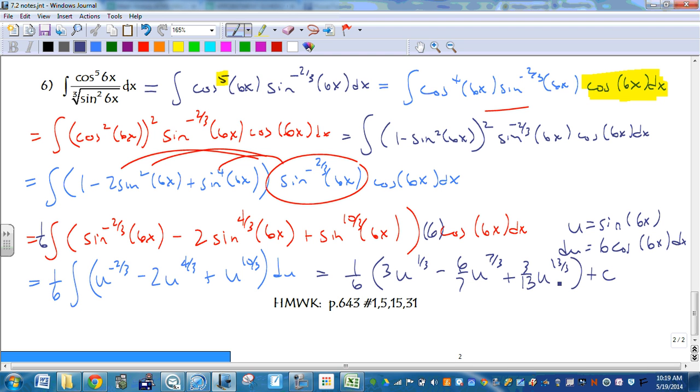And then we want our final answer in terms of x. So we get 1/6 times 3 times the sine to the 1/3 of 6x minus 6/7 times sine to the 7/3 of 6x plus 3/13 times sine to the 13/3 of 6x, all plus c.